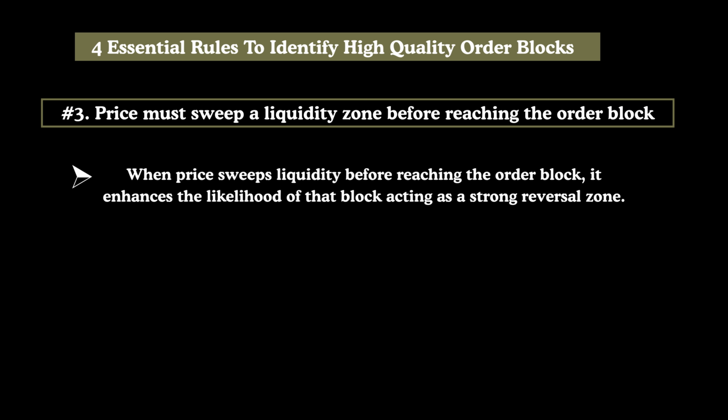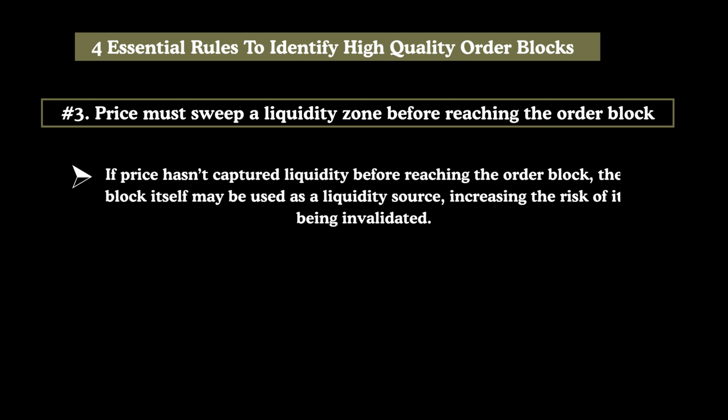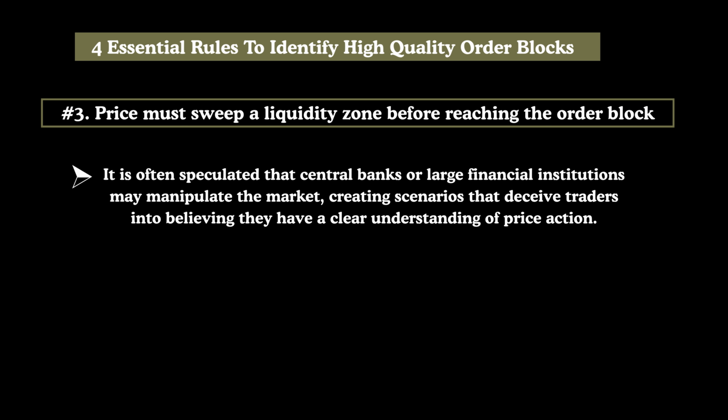a strong reversal zone. Why this matters: the role of liquidity. The market thrives on liquidity, it fuels momentum. If price hasn't captured liquidity before reaching the order block, the block itself may be used as a liquidity source, increasing the risk of it being invalidated. By ensuring liquidity is swept prior to mitigation, we align with how smart money operates, increasing our edge.